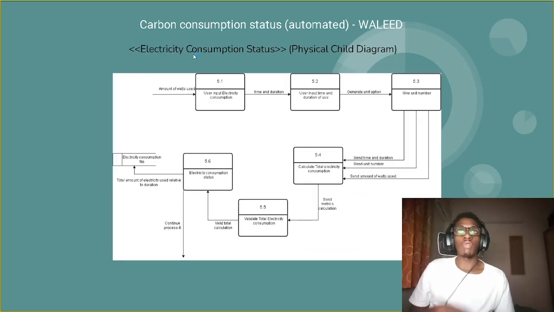Then we have the electricity consumption status. The system takes the amount of kilowatts as input for electricity consumption, and then it takes the time and duration, and then the unit number, and then calculates the total electricity consumption and stores it in the electricity consumption file.